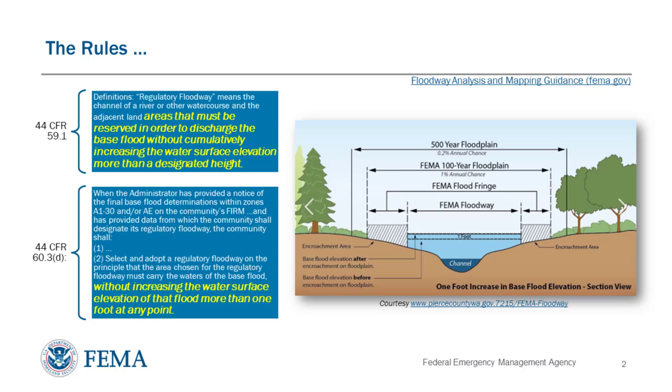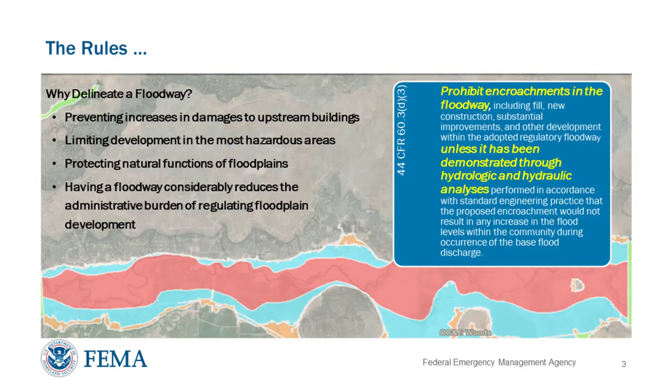And so on the right, you can see the FEMA floodway, and then the crosshatch is what happens if all that area gets developed. And if you start looking at that in your model, when does that start creating a 1-foot rise? And that's how we define what our floodway is. Again, in the regulations, it prohibits encroachments in the floodway unless it has been demonstrated through hydrologic and hydraulic analysis performed with standard engineering practice that the proposed encroachment would not result in an increase to the community.